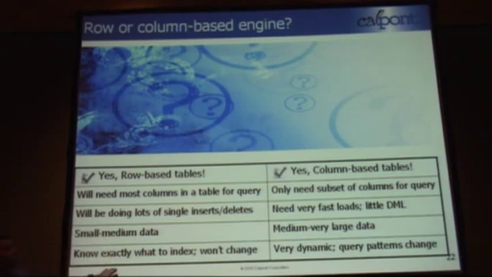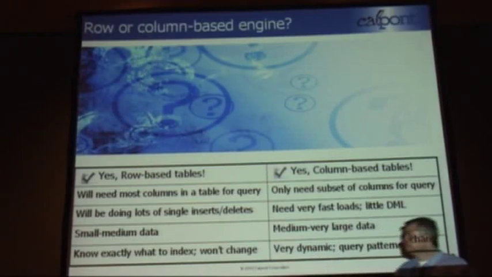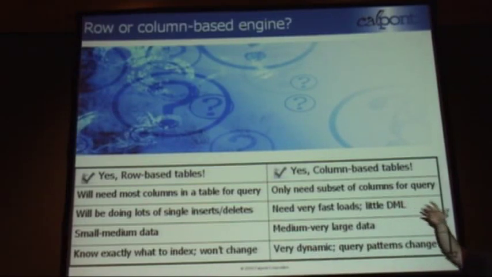But if you know what to index and it's going to be static, then that's fine, and a row-based is going to be your boy. On the column side, you're using a subset of columns, so you're not going to be selecting all the columns. Fast data loads, but little DML.